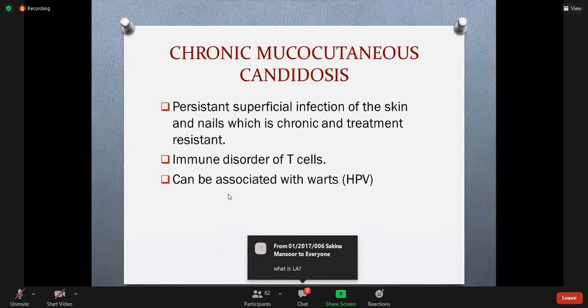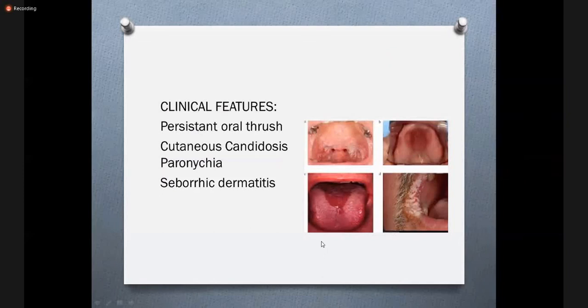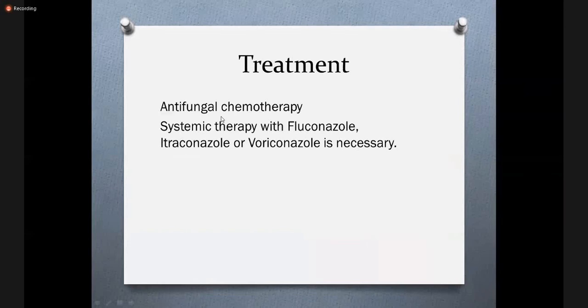Other infections, warts, which are caused by human papillomavirus, can occur, or other infections like bacterial abscesses can occur in this type of case. Okay, persistent oral thrush, cutaneous candidiasis, paronychia, and seborrheic dermatitis can also occur in these chronic persistent mucocutaneous cases. Okay, we have to give systemic antifungal therapy with fluconazole, itraconazole, or voriconazole. Okay, in this, terbinafine is not effective.